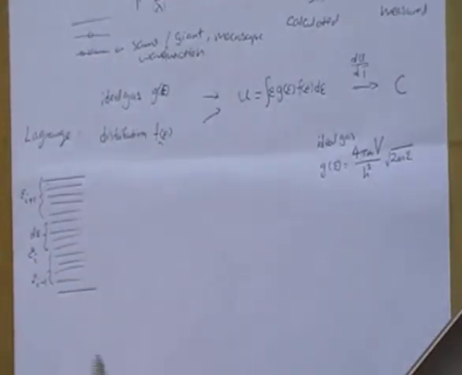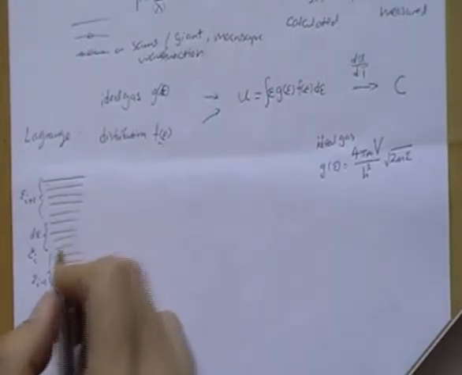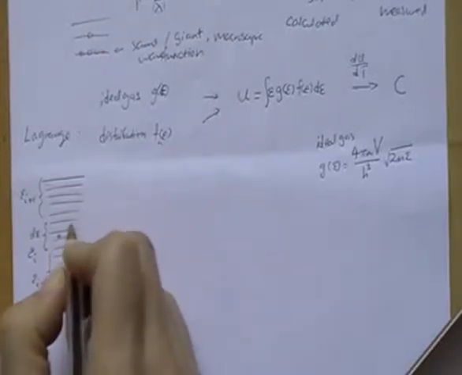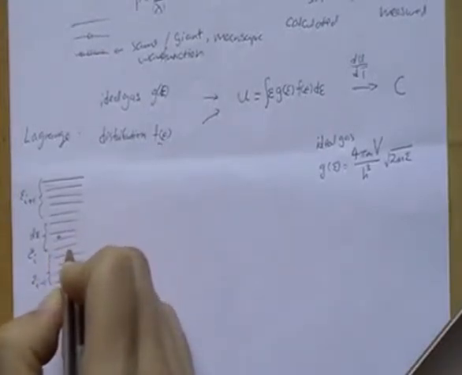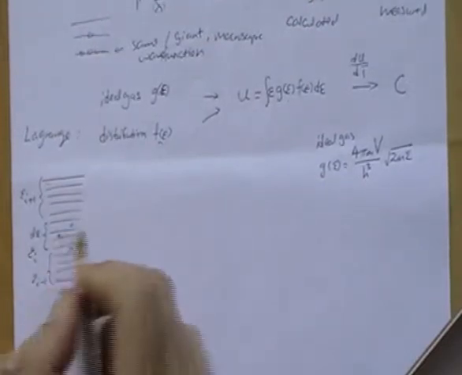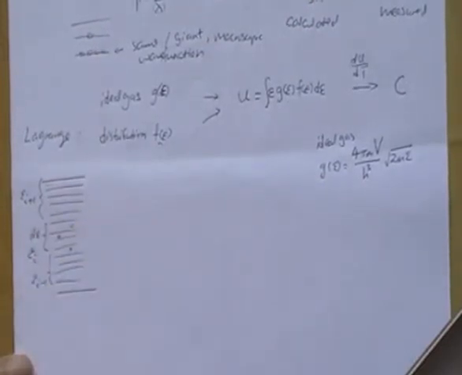And we look at the particles. Imagine that there are some particles distributed around here. Okay, and we want to find the number of arrangements in here.